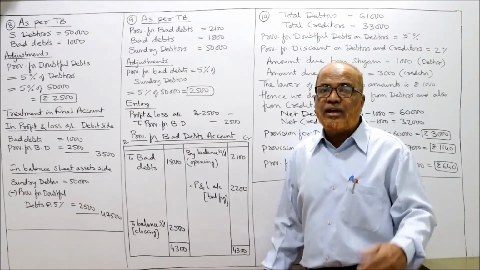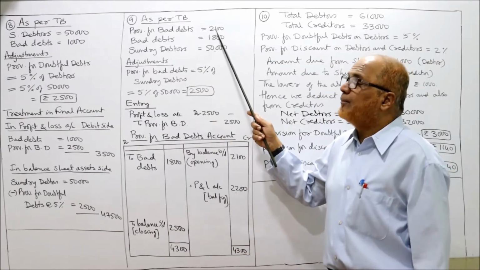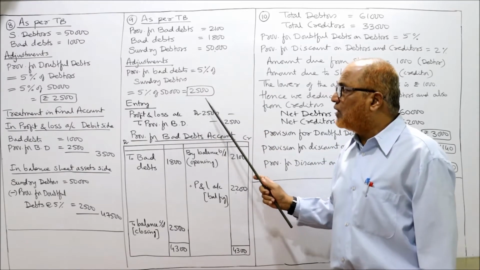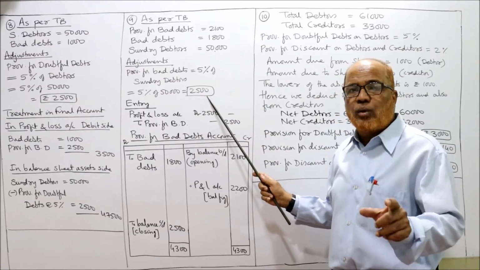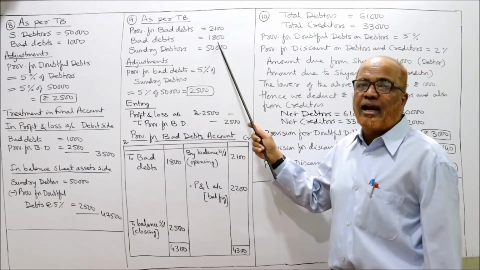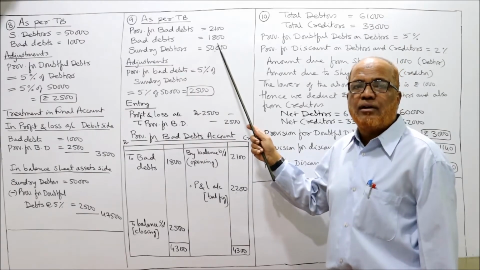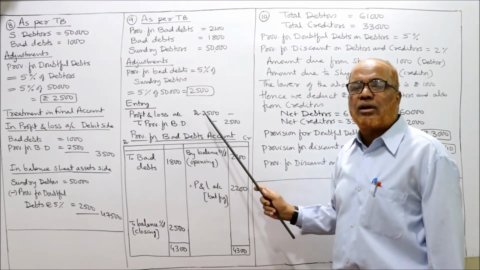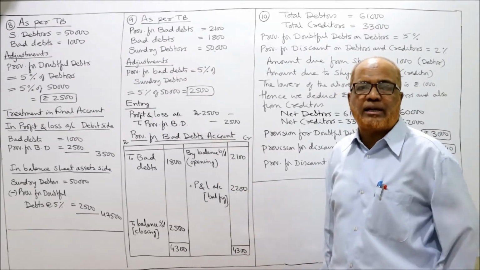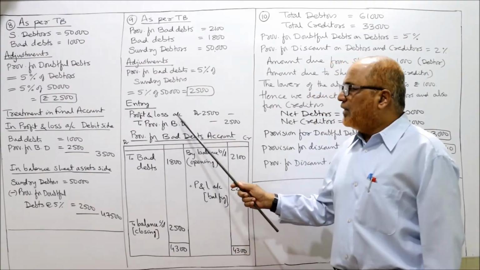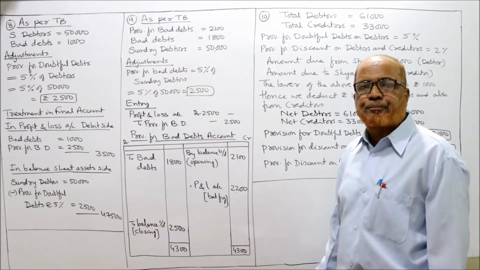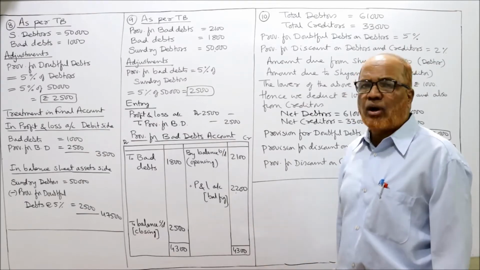At the beginning of the year, how much provision was there? 2,100 provision was there. End of the year provision for doubtful debts 2,500. And during the year bad debts are 1,800 rupees. From this data, first entry will be profit and loss account debtor to provision for doubtful debts. This is the entry for provision for doubtful debts.